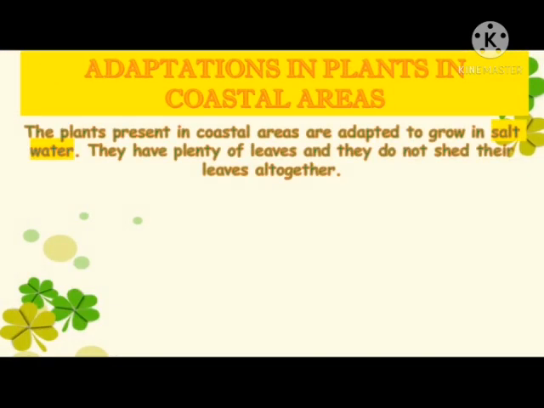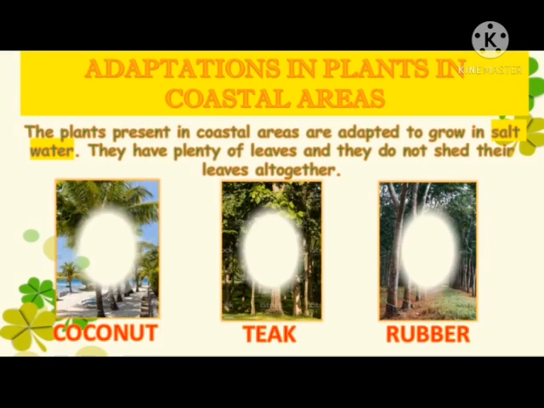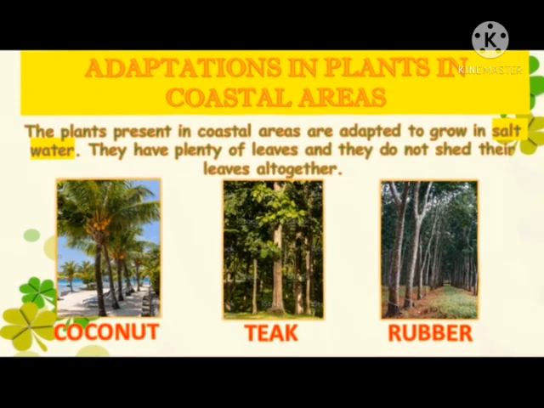Plants in coastal areas. Coastal areas have a hot and wet climate. The plants present in coastal areas are adapted to grow in salt water. They have plenty of leaves and they do not shed their leaves altogether. They are evergreen trees. Trees such as coconut, teak, and rubber are some of the examples of trees that grow in coastal areas with heavy rains.